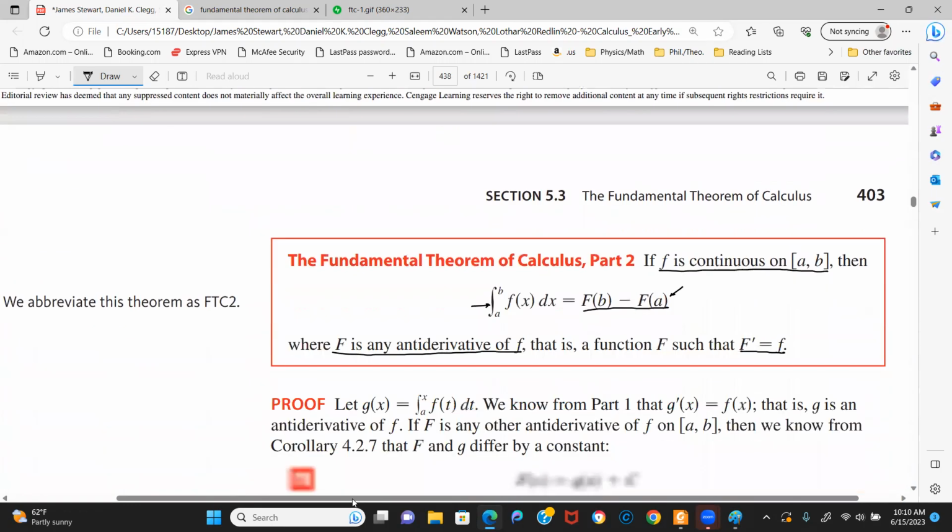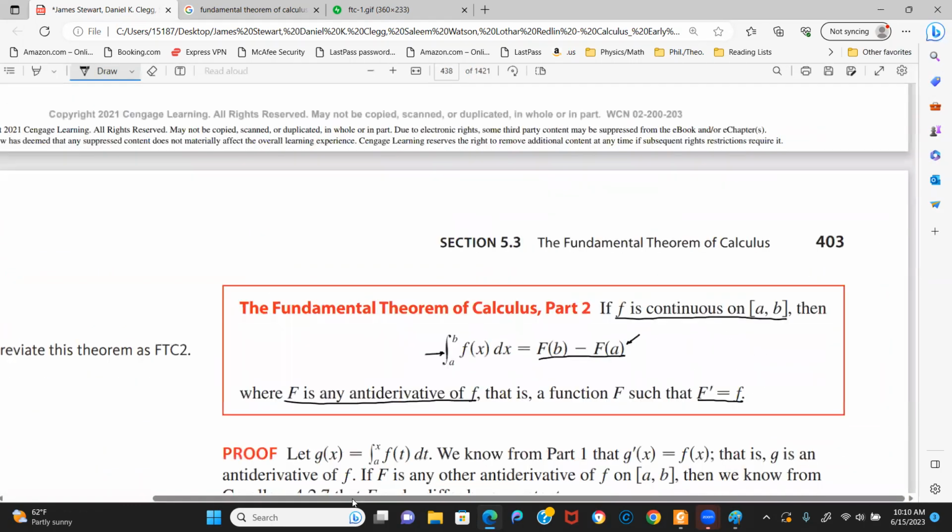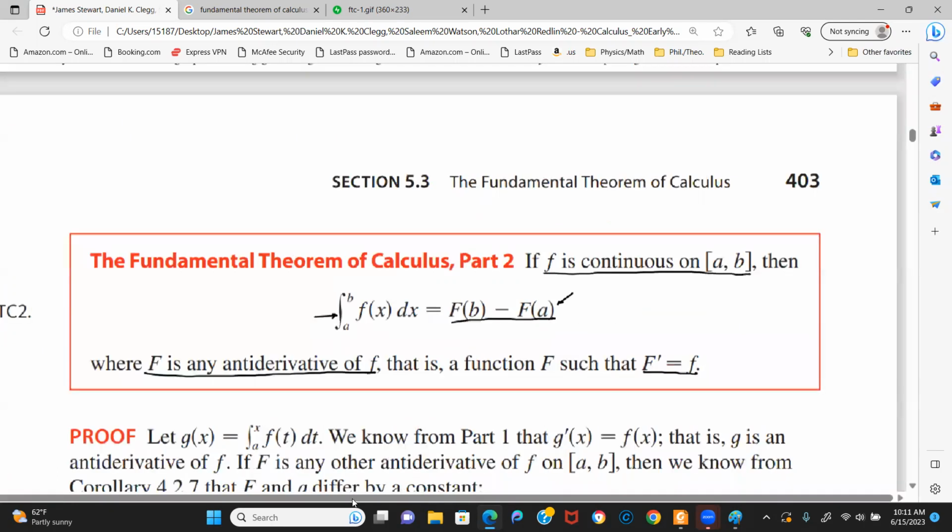All right, so let's remind ourselves of the second part of the fundamental theorem of calculus. It says that if you have a continuous function on this interval, and if you have an antiderivative, capital F, then to compute this integral over the entire interval a, b, you just evaluate the antiderivative at the endpoints and take the difference. That's it. That's all you do.